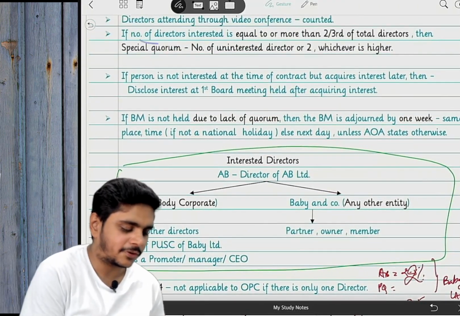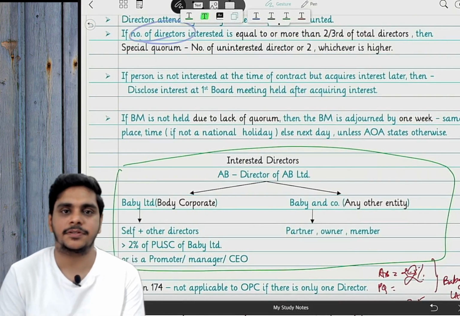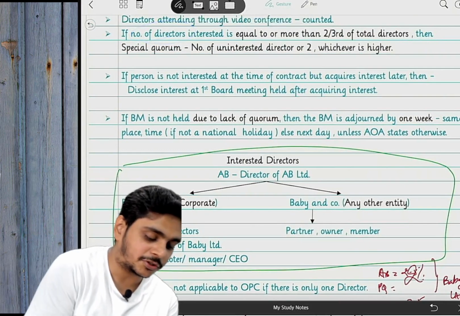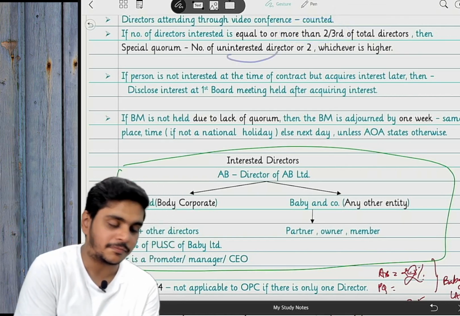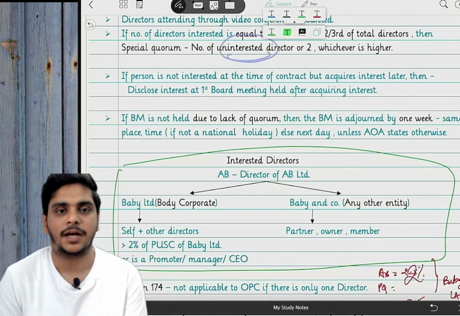So if in the question they have given an interested director, first check; and if the number is more than or equal to 2/3 of the total, then how much is my quorum? Number of uninterested directors or 2, whichever is higher.